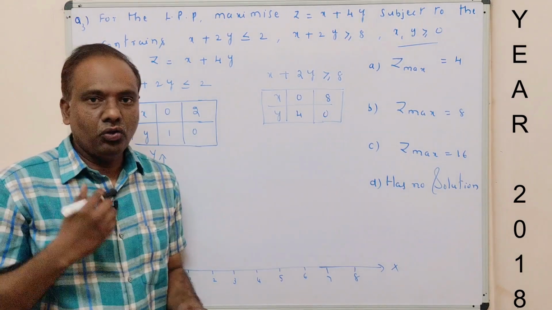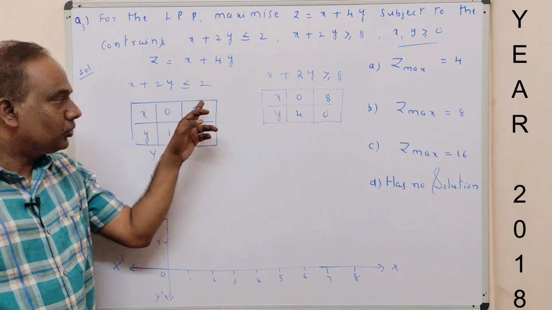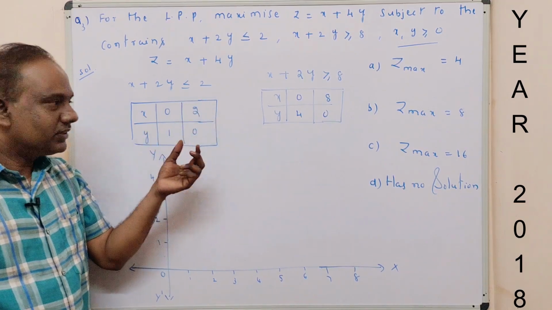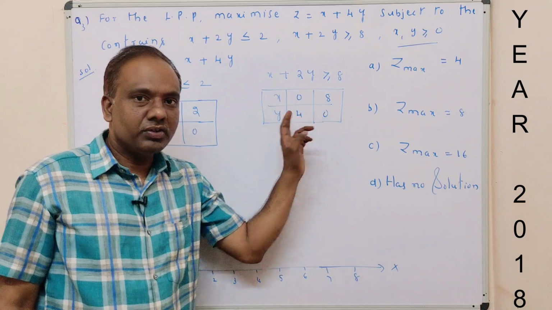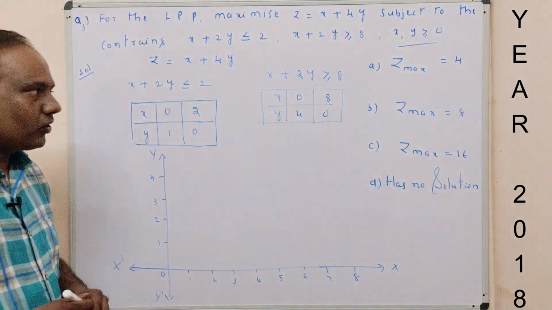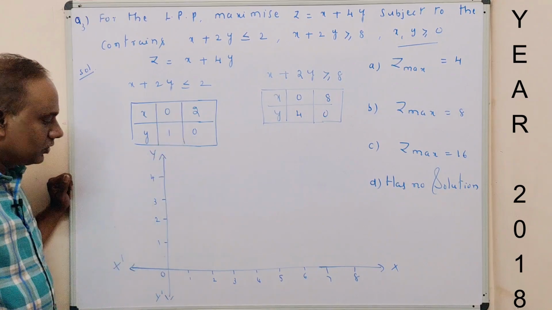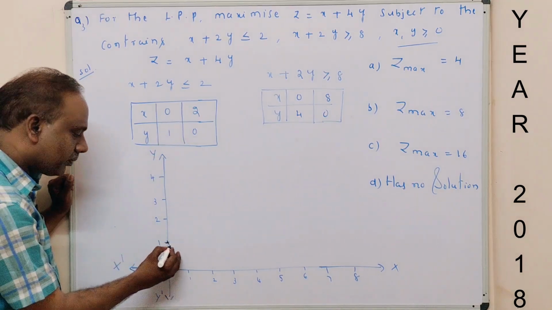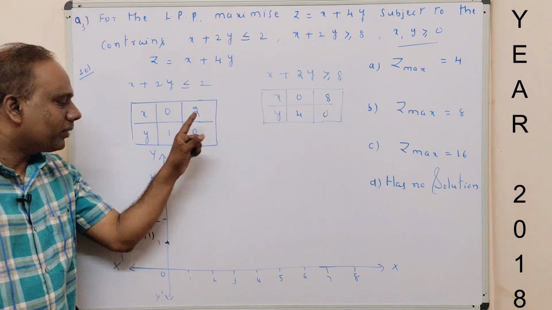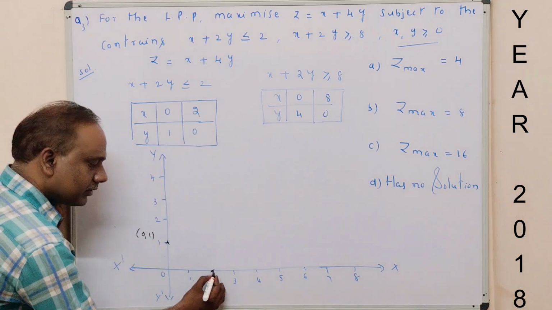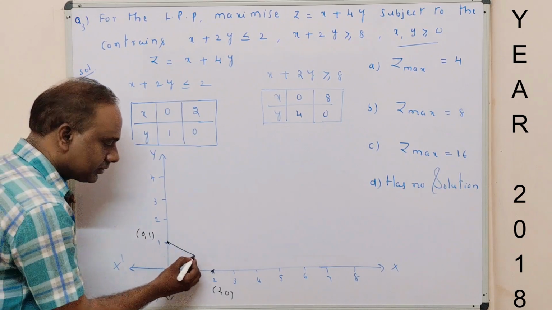Now, x plus 2y less than or equal to 2, so these are the points, and x plus 2y greater than or equal to 8, so these are the points. Now we can draw the graph here. First of all it is 0 comma 1, so 0 comma 1 means this point. Next 2 comma 0. So this is 2 comma 0. Please join this.